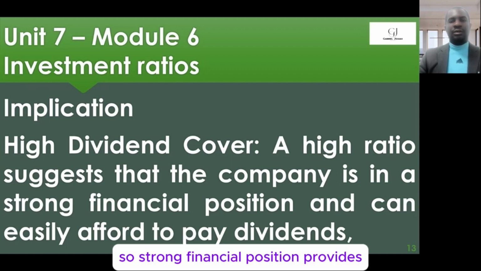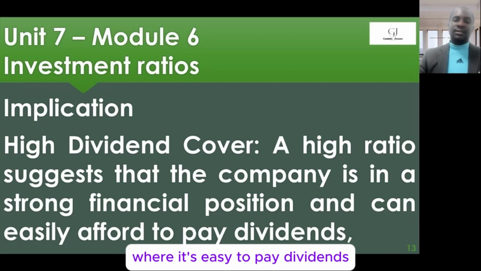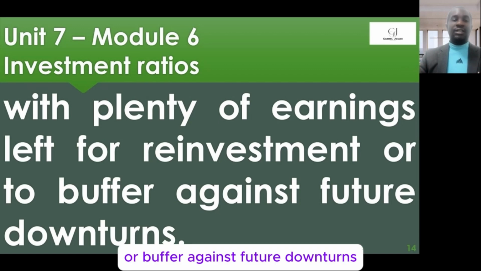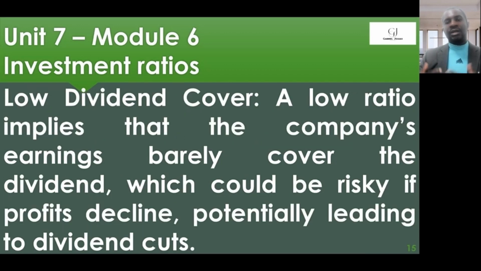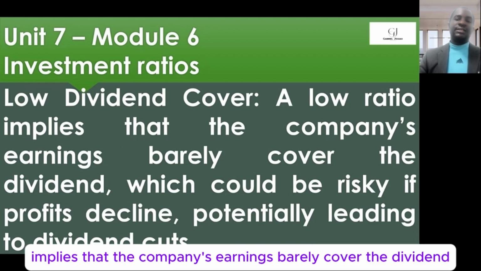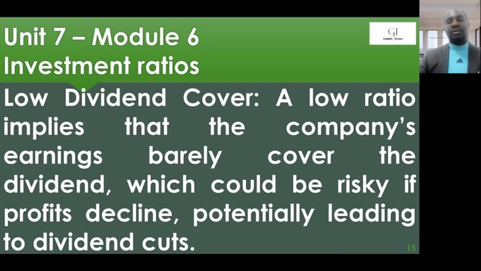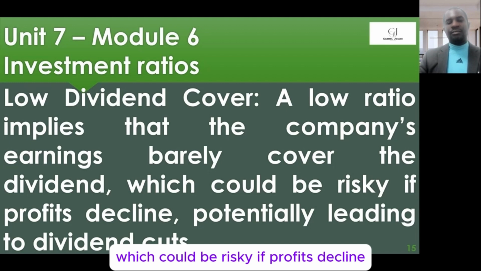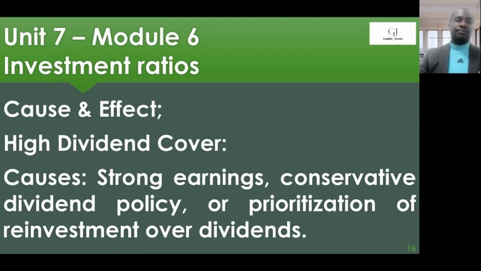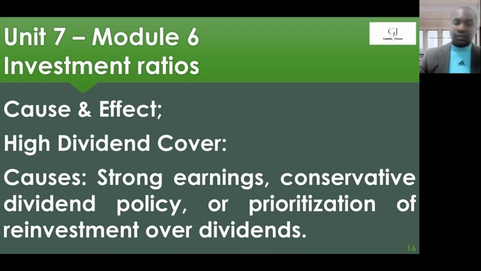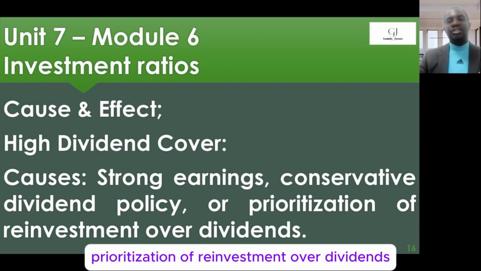A strong financial position means it's easy to pay dividends with plenty of earnings left for investment or as a buffer against future downturns. A low dividend cover implies that the company's earnings barely cover the dividend, like we saw in this situation, 0.45 to 1, which could be risky if profits decline, potentially leading to dividend cuts. The cause and effect is clear. Causes of a high dividend cover include strong earnings, a conservative dividend policy, and prioritization of investment over dividends.